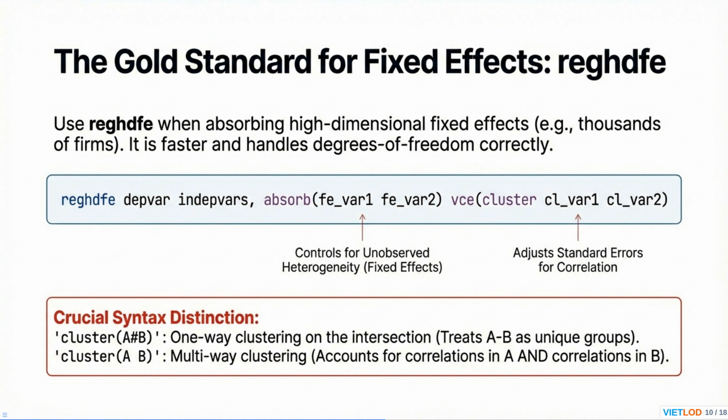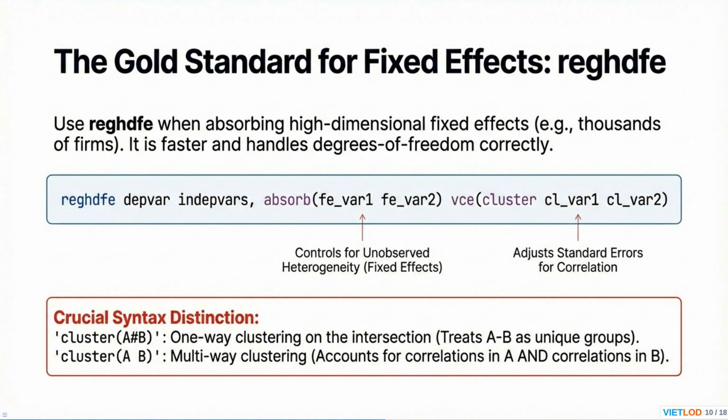When your model includes high-dimensional fixed effects, for example, dummy variables for thousands of firms or individuals, reghdfe is the essential tool. It uses a method of alternating projections to absorb these effects without ever creating explicit dummy variables, making it incredibly fast and memory efficient, and correctly handles degrees of freedom. The syntax is straightforward. The main regressors are followed by the absorb option, where you list variables for fixed effects like fevar1 and fevar2. This effectively controls for unobserved heterogeneity. Crucially, the clustering variables are specified in the vce(cluster) option to adjust standard errors for correlation.